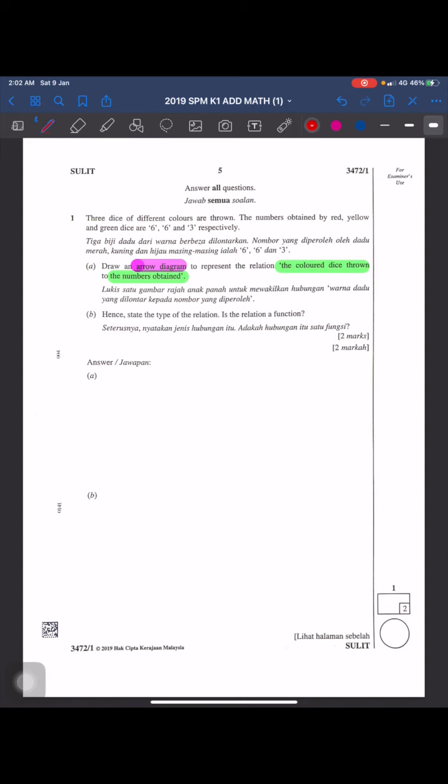Okay, so biasanya kalau function ni, arrow diagram dia mesti ada domain kodomain. Okay, so the first one adalah coloured. Okay, so untuk colour kita ada red, kita ada yellow dan kita ada green. Okay, untuk number pula kita ada 6 and 3.